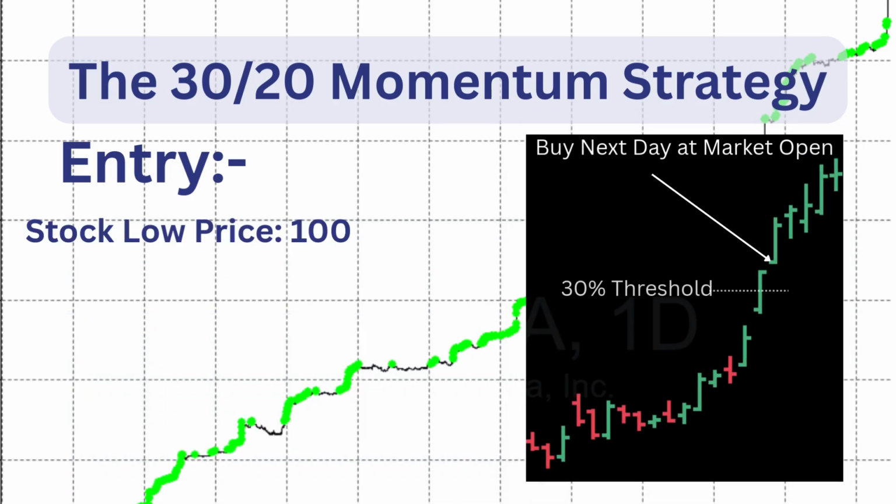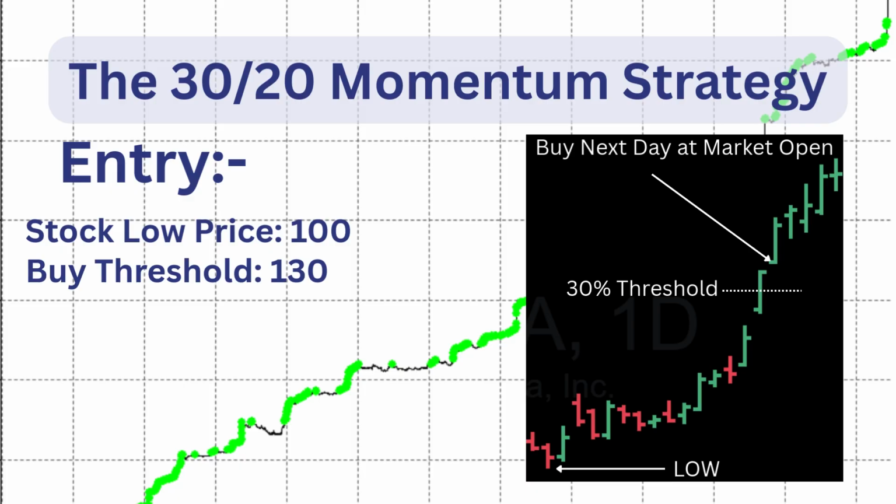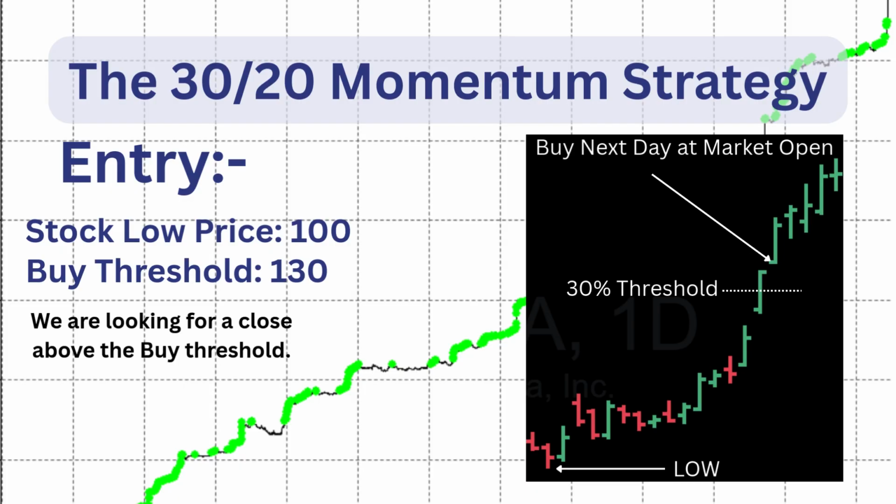So here's an entry example. Stock's low price was 100, buy threshold is 130, that's 30% above 100. We are looking for a close above the buy threshold. So as soon as our daily threshold is reached and a daily candle closes above it, we place an order to buy at market open the next day.